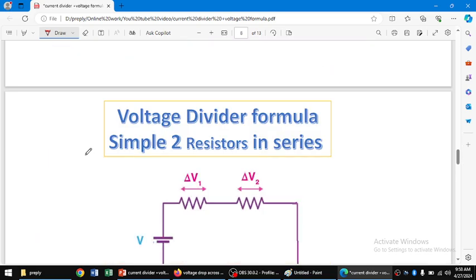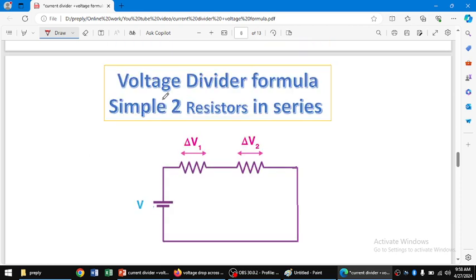First, the voltage divider formula for two resistors. Suppose we have two resistors R1 and R2, and we want to find the potential drop across R1 and across R2, represented by V1 and V2. The source voltage, or the total voltage of the battery, is V. According to Kirchhoff's voltage rule, this total potential is divided between R1 and R2, depending on the values of their resistances.